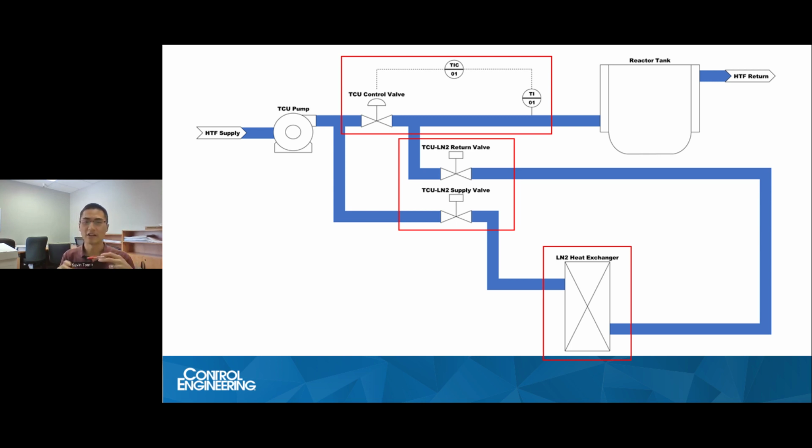The amount of fluid that actually gets pushed down into the heat exchanger is controlled by this control valve up here at the top. So the more that control valve is open, the more fluid goes directly into the reactor tank jacket. And the more that's closed, the more it gets pushed into the LN2 heat exchanger.